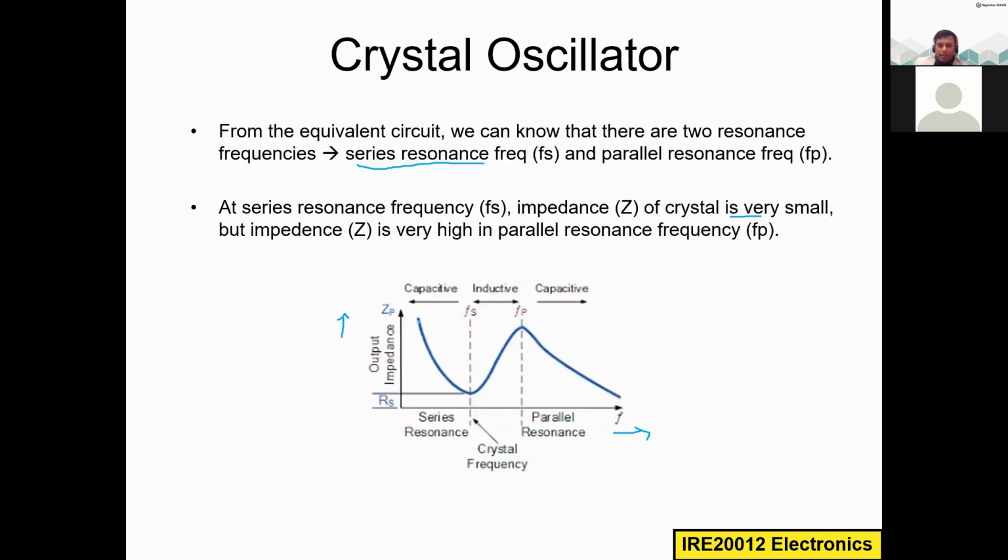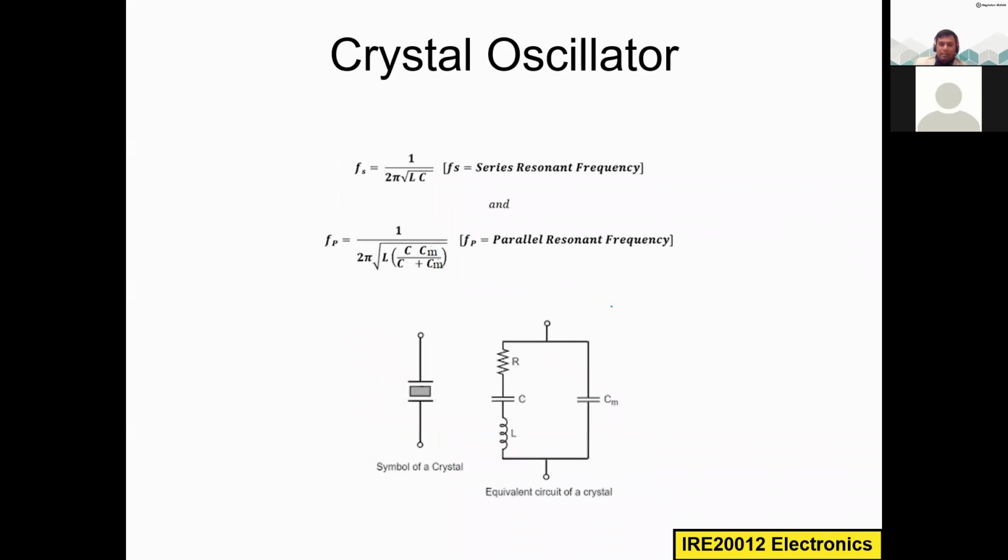In the series resonance, the output impedance is really less. But when we talk about the parallel resonance, the impedance value goes high. That is why we have two different frequencies, Fs and Fp. It's because of the capacitive and inductive effects of the crystal. Now, this graph is okay to observe, but the more important thing is here.